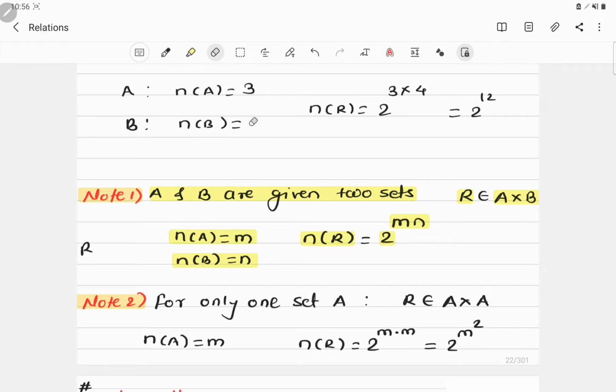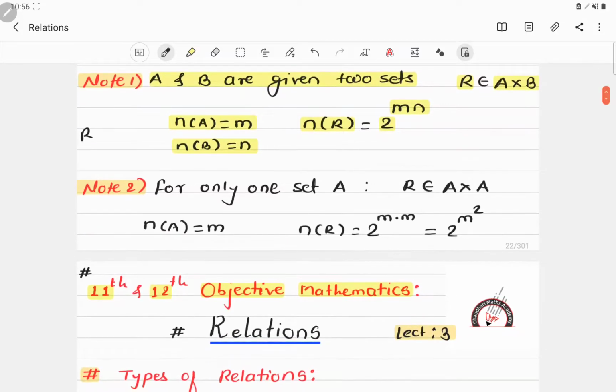For the sake of understanding, if I reduce this 4 to 2, then 3 into 2 is 6, so this becomes 2 raised to 6. Please observe, there is a set A with 3 elements, and a set B with 2 elements, then the number of elements under that relation is 2 raised to 3 into 2, that is 2 raised to 6, and every one of you knows 2 raised to 6 means 64. So 64 elements or ordered pairs are present in the relation. This is the meaning of note number 1.